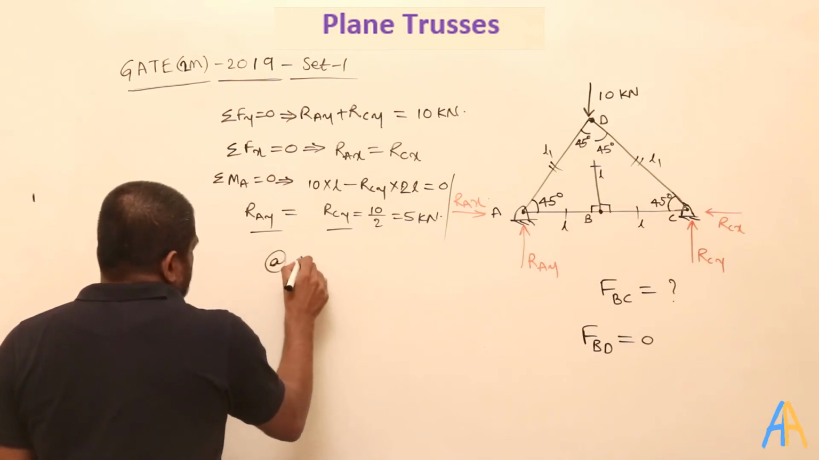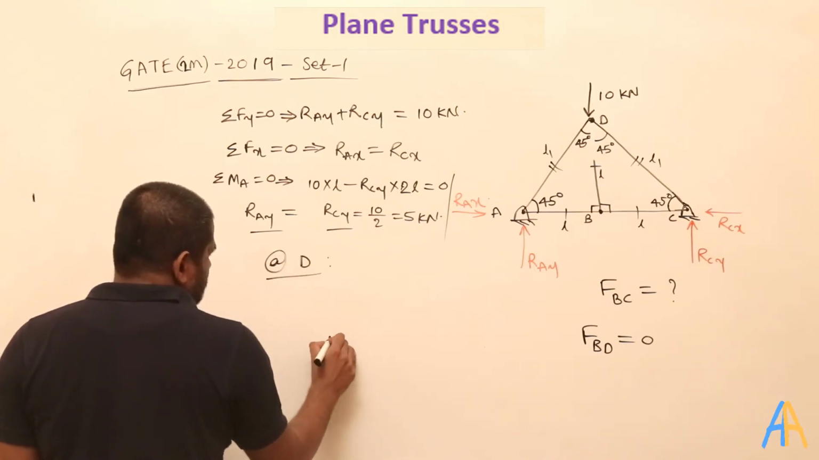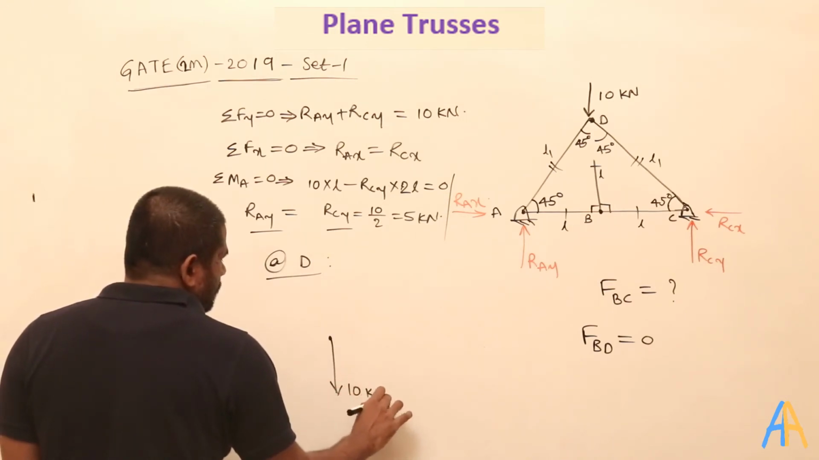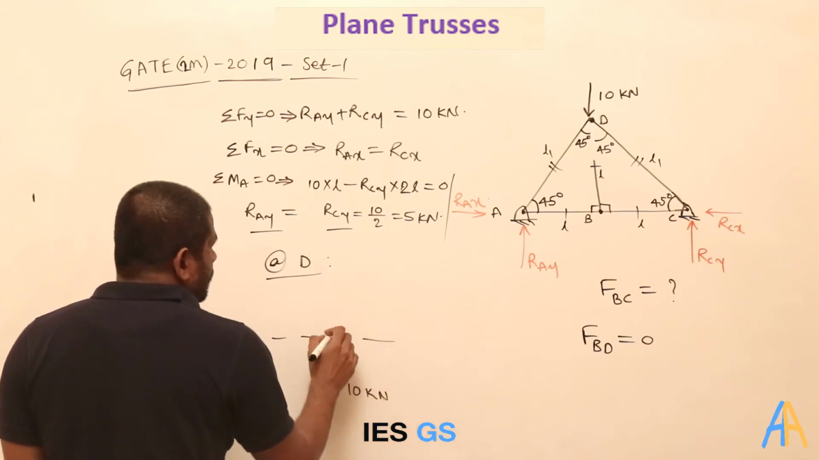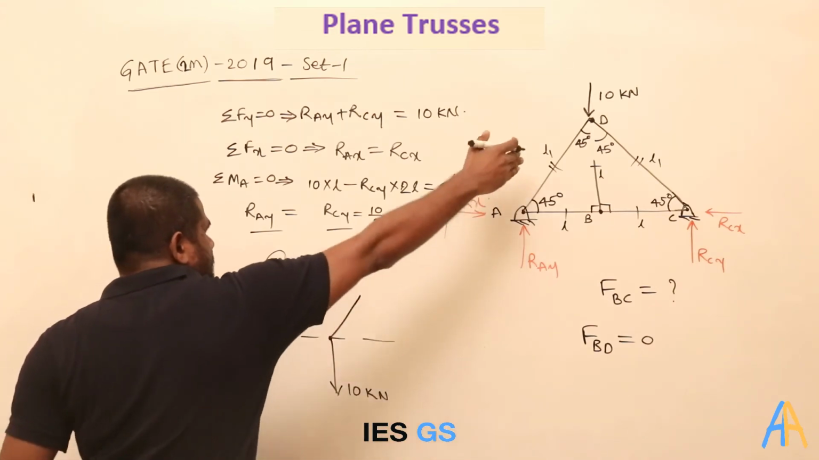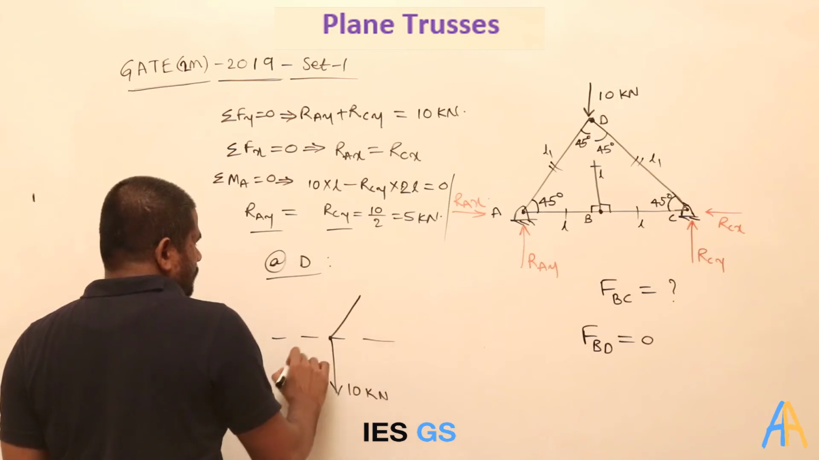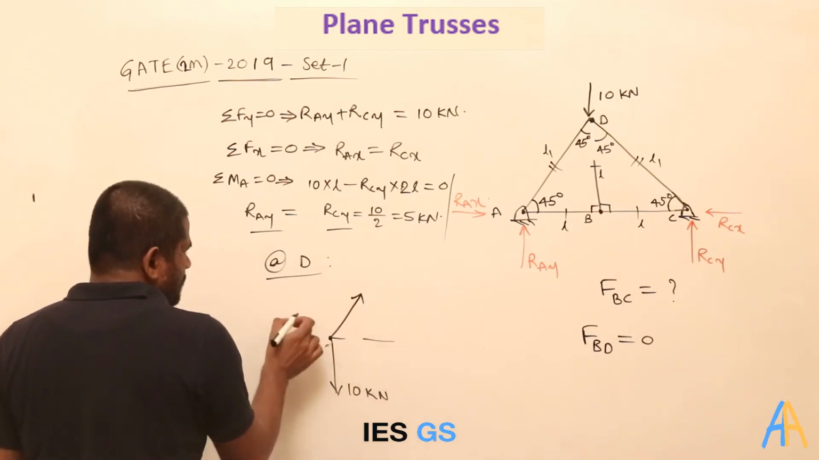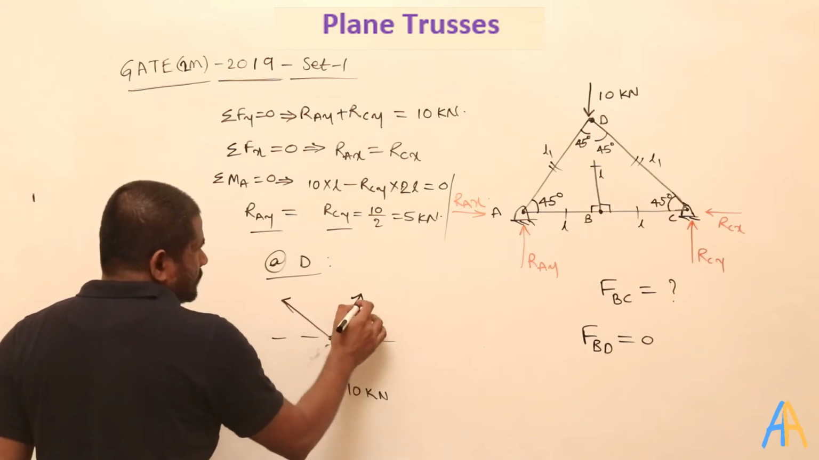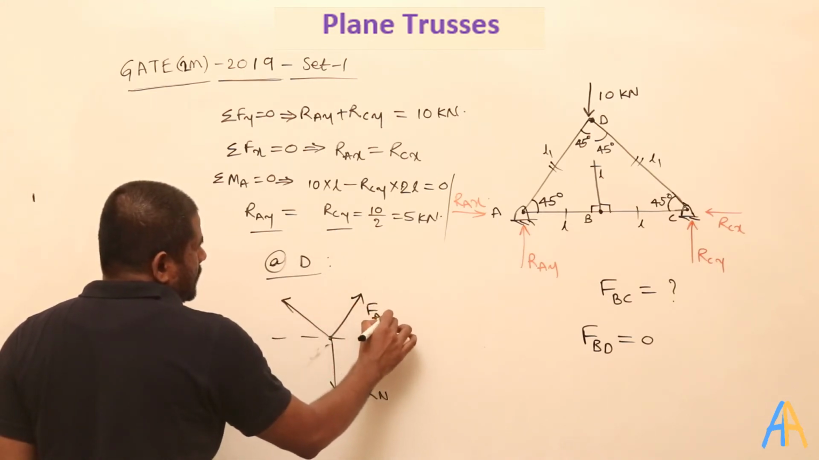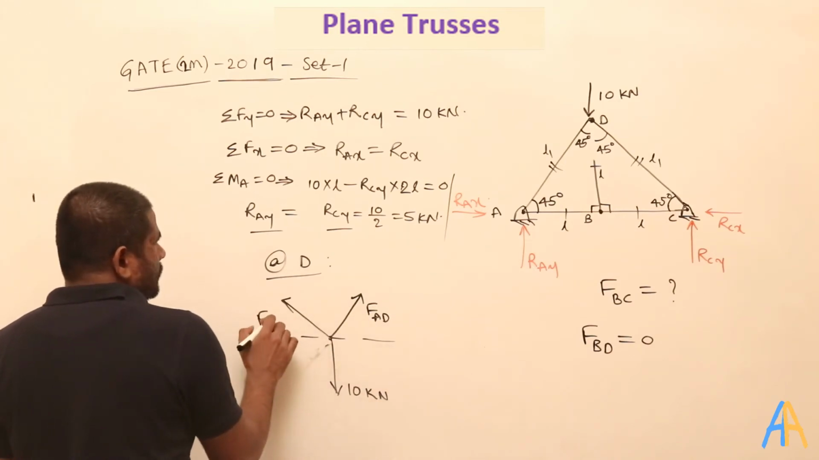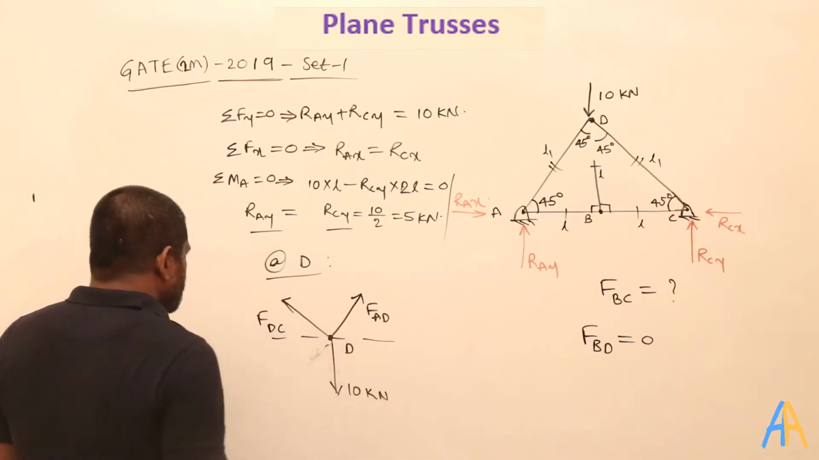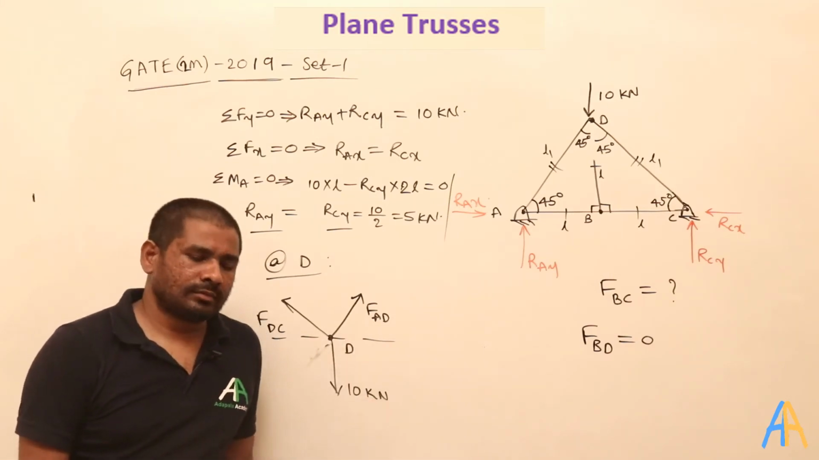at this junction D, what is happening? This is the D. 10 kilonewton is acting downward. Okay, so here, because these two members are being compressed, when I write a compressive force like this, I need to extend it like this, away from the junction. This force is FAD, and this force is FDC. This is at the point of D. You understood what I wrote?